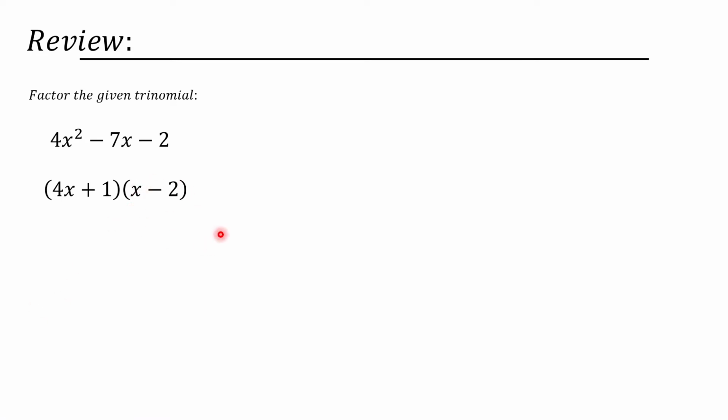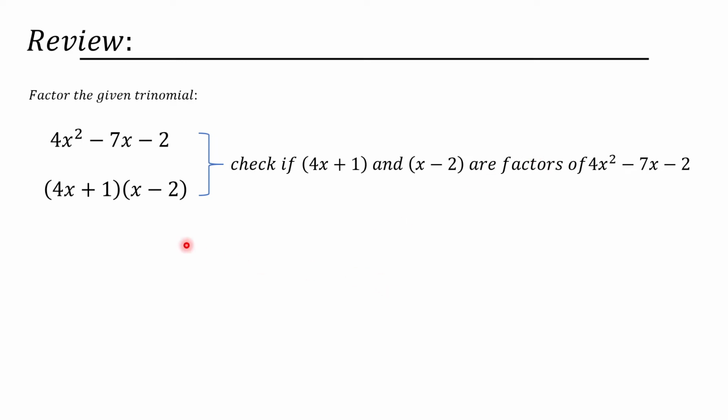So, later on, malalaman natin bakit ko finactor to. Para malaman natin later on, mas maiintindihan natin sa lesson na to. So with this case, we have to check, okay? So we have to check if these two factors, 4x plus 1 and x minus 2, are really the factors of 4x squared minus 7x minus 2. Okay? I-check natin ngayon if these are factors.